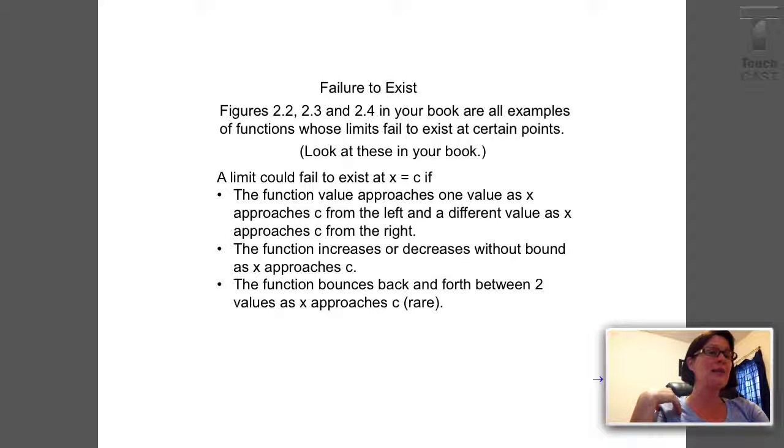The third way that a limit could fail to exist is if the function actually bounces back and forth between 2 values. That happens very rarely. I don't need you to worry about that case happening in calculus AB or even in BC.